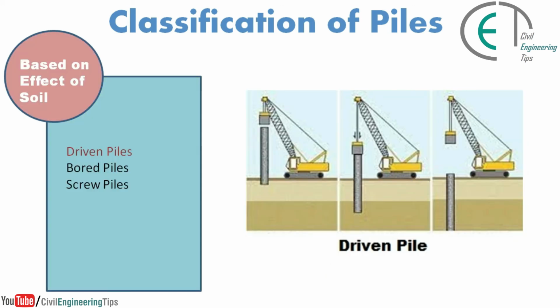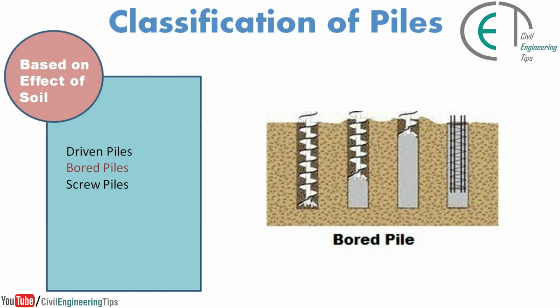Now let's classify the piles based on effect on soil. Here we get three types of piles: driven pile, bored pile, and screw pile. The first one is driven pile. When we insert a pile by means of external forces inside the ground, then it is called driven pile. Bored pile: at first we will bore the ground and make a borehole. Then we will insert reinforcement inside the borehole, and finally we will pour concrete inside the borehole. This is called bored pile.